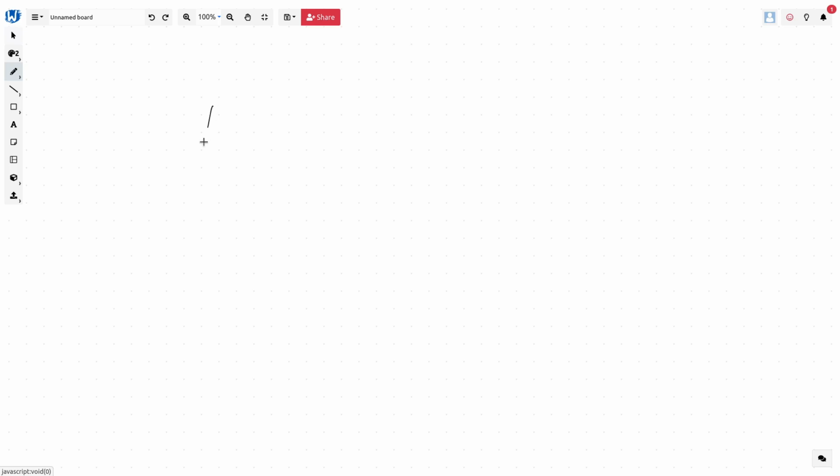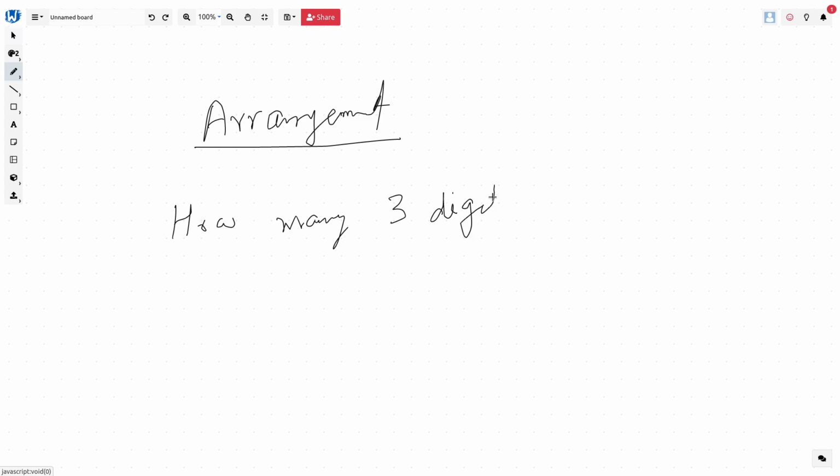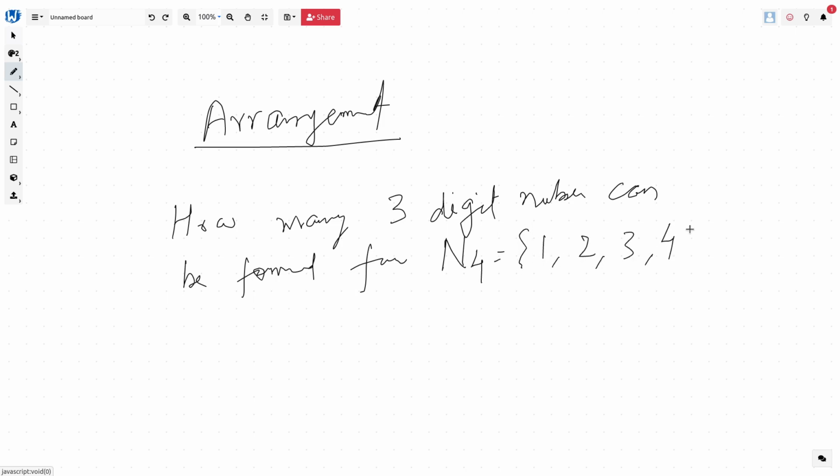So what is an arrangement? It could be formulated in a few ways. For example, you can say: how many 3-digit numbers can be formed from, let's say, the set N4, which is the first four natural numbers, where repetition is not allowed.